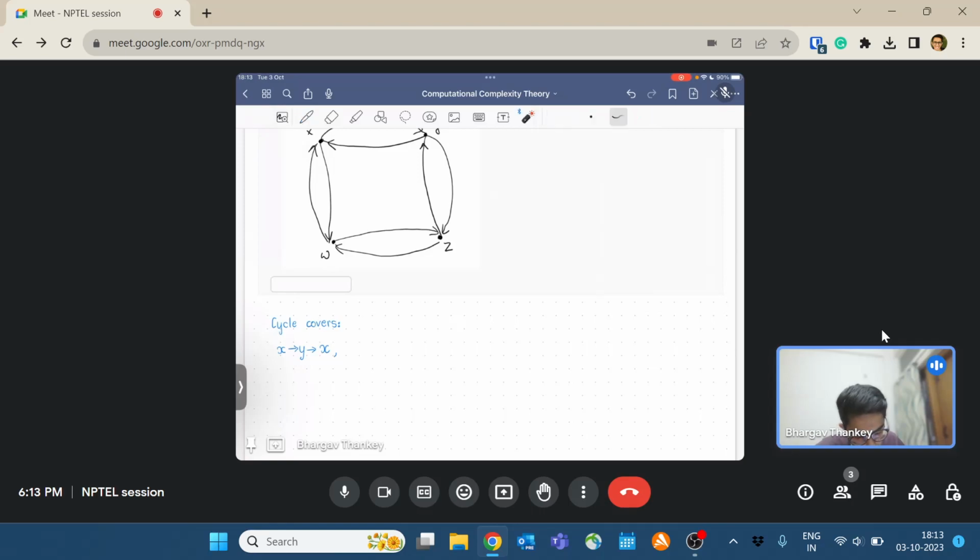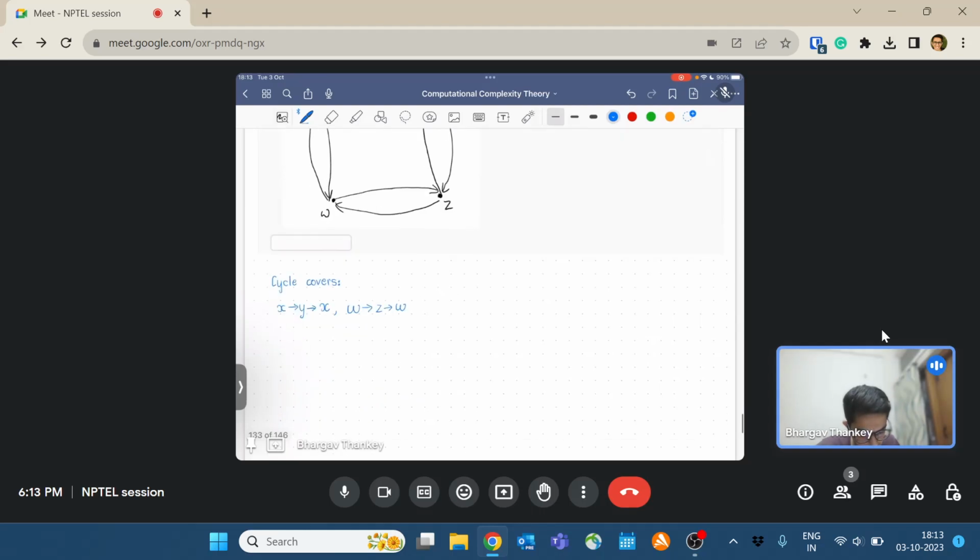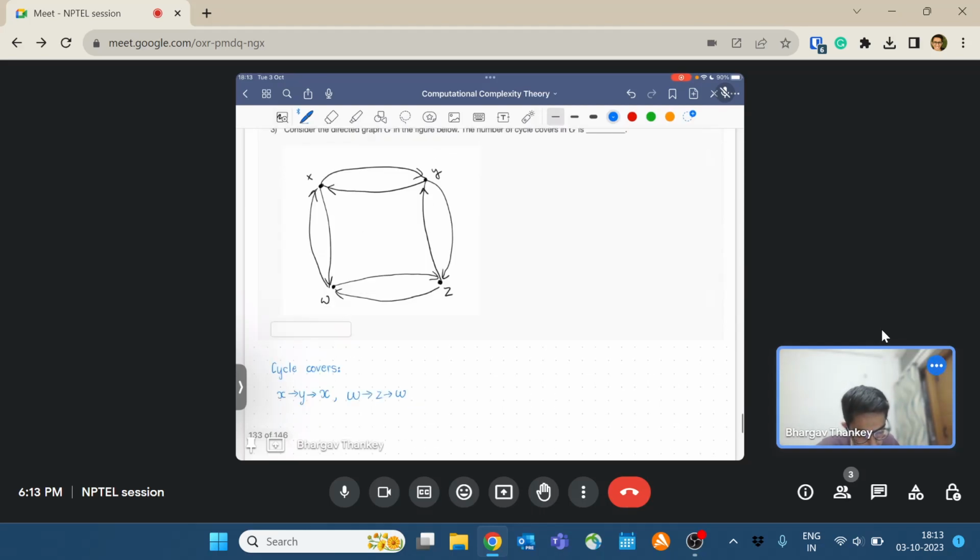Now, starting from W, we have two possibilities, going to X or going to Z. But we can't go to X because then the cycles won't be disjoint, right? Because X would be in both cycles. So we'll have to take this edge. And once we take this edge and reach Z, there is only one possibility, taking this edge back. We can't take this edge because then again the cycles won't be disjoint. So the other cycle in this cover is W, Z, W. So that's one cycle cover. All four vertices are covered.